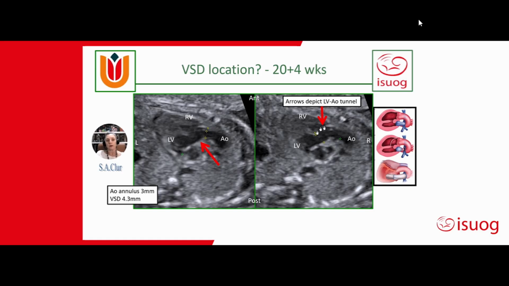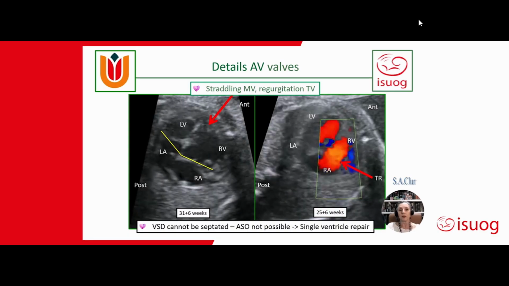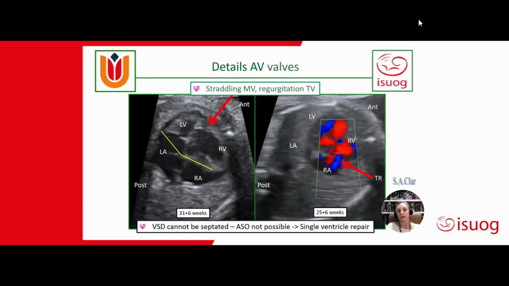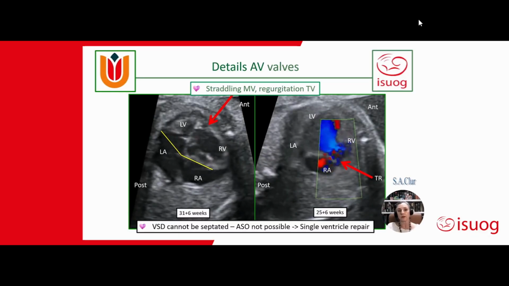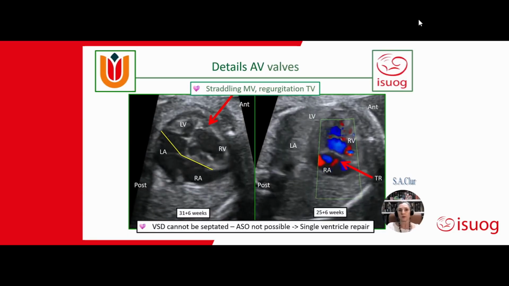When you are considering that a Rastelli operation is going to be required, it's important to see the space that will be taken up by the left ventricular to aorta tunnel, which will be required in the surgery, and how much of the right ventricle is left over, and if this operation will be possible. Here we have an example with straddling of the left AV valve. We can see the chorda extending across into the right ventricle. So in this case, an arterial switch is not possible.